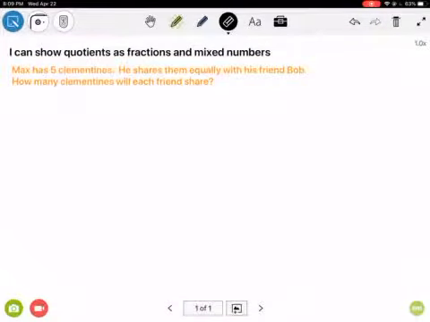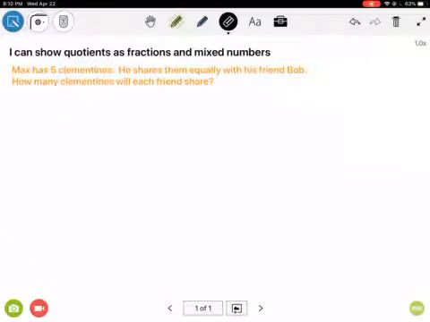So if you don't remember what clementines are, they are a type of small orange. So they look like a very tiny little orange. So I want you guys to think about what the problem is asking us to do first. So the problem is asking us to figure out how many clementines each friend shares. So there's 2 friends, Max and Bob, and they have 5 clementines.